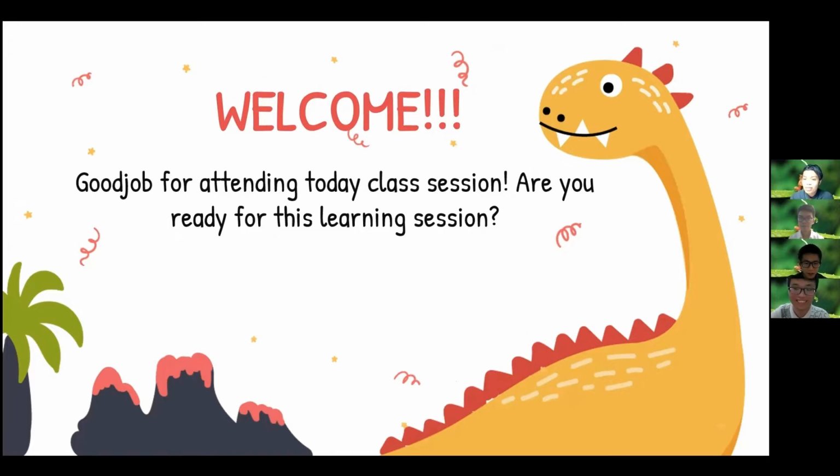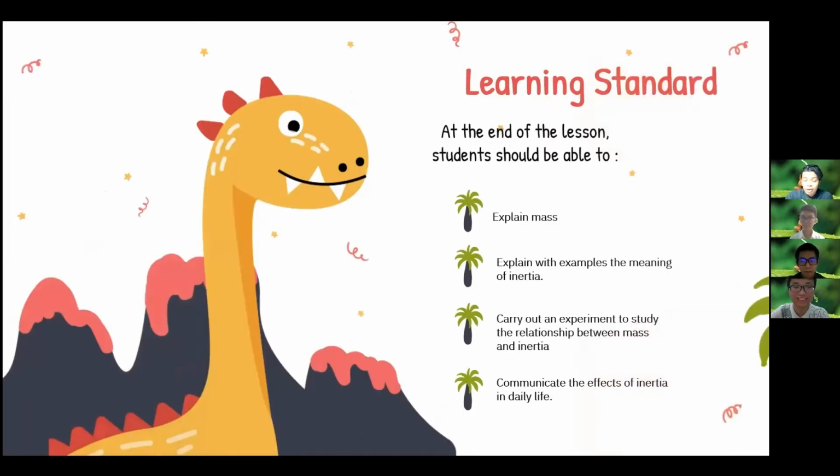Yes, teacher. Before we move further, I would like to explain a little bit about the learning standard that we gain. At the end of the lesson, students should be able to explain mass. Next, explain with examples the meaning of inertia. Following that, carry out an experiment to study the relationship between mass and inertia. And lastly, students should be able to communicate the effects of inertia in daily life.